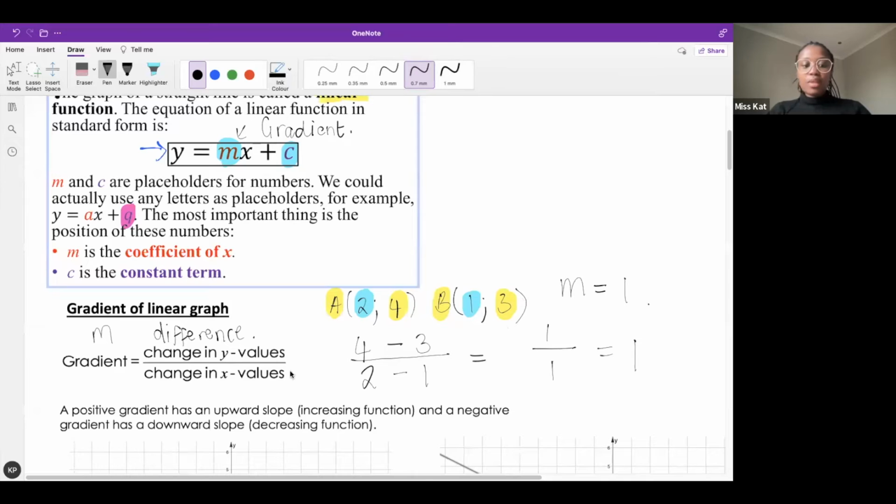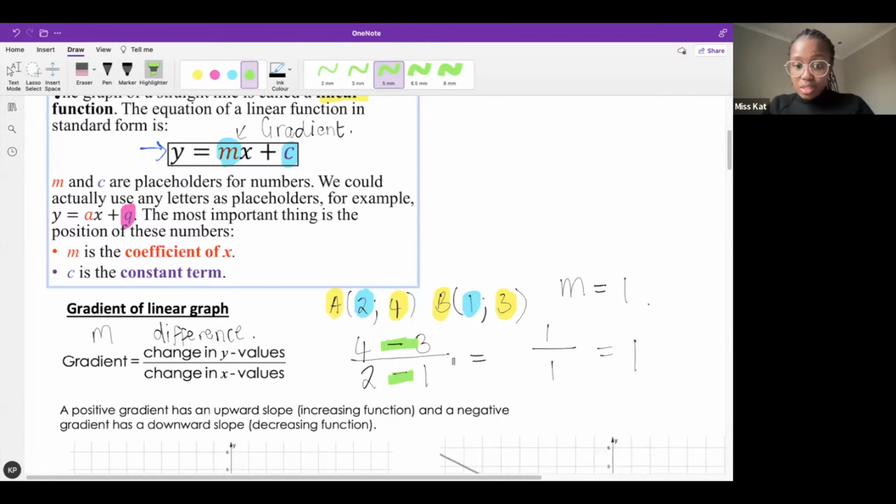Yes. So change in Y values is the same as saying the difference in Y values. Do you see I wrote difference there above it? Yes, ma'am. So difference is the operation of subtraction. Do you agree? Mm-hmm. So in the numerator, which is at the top, we want the difference of the Y values between the 2 points. And then at the bottom, we want the difference of the X values.